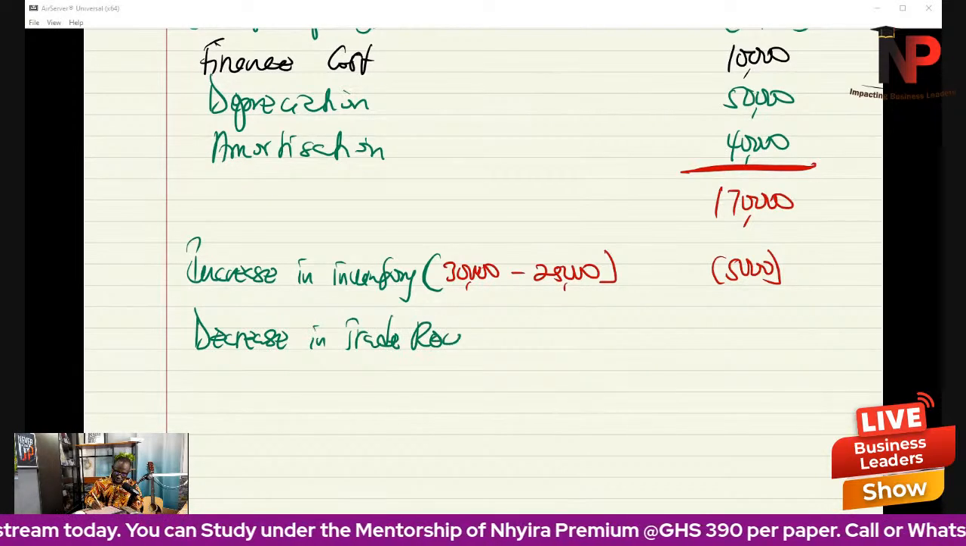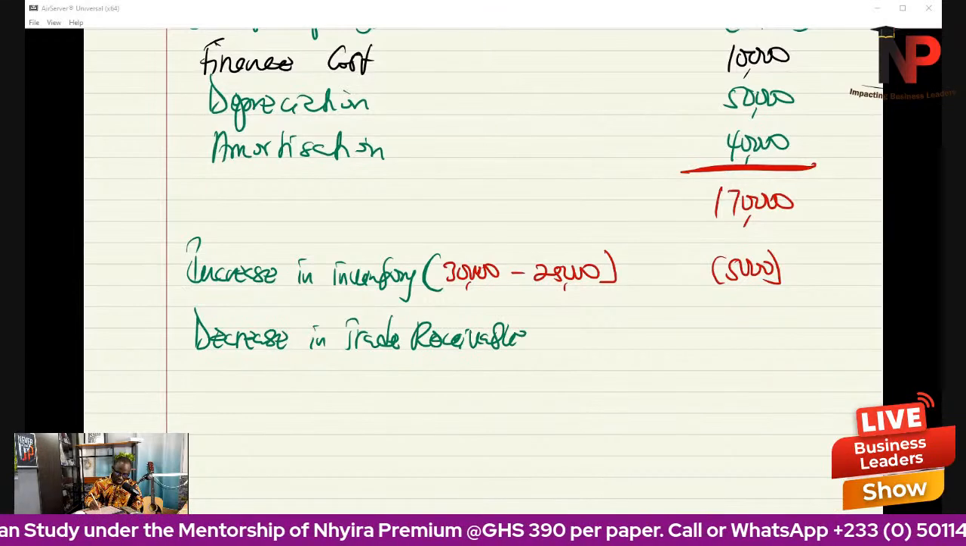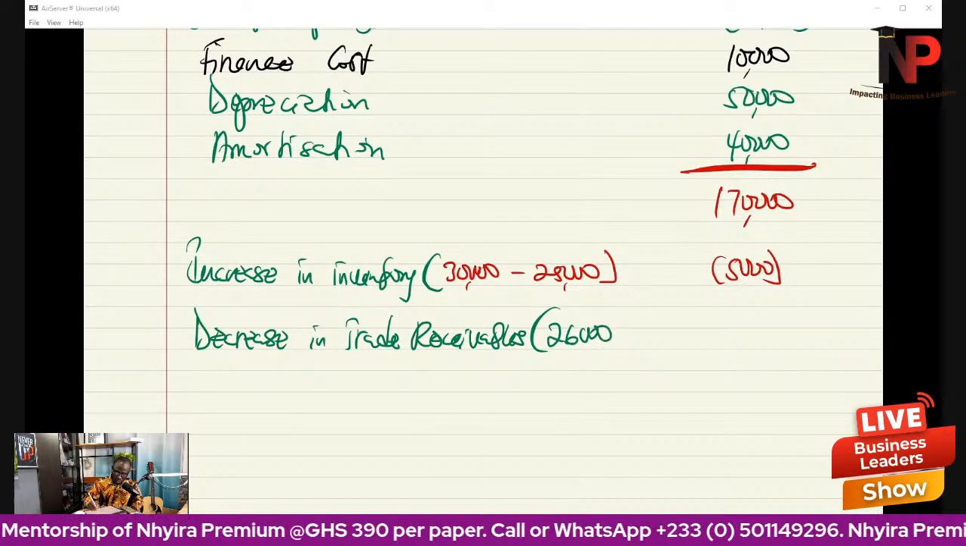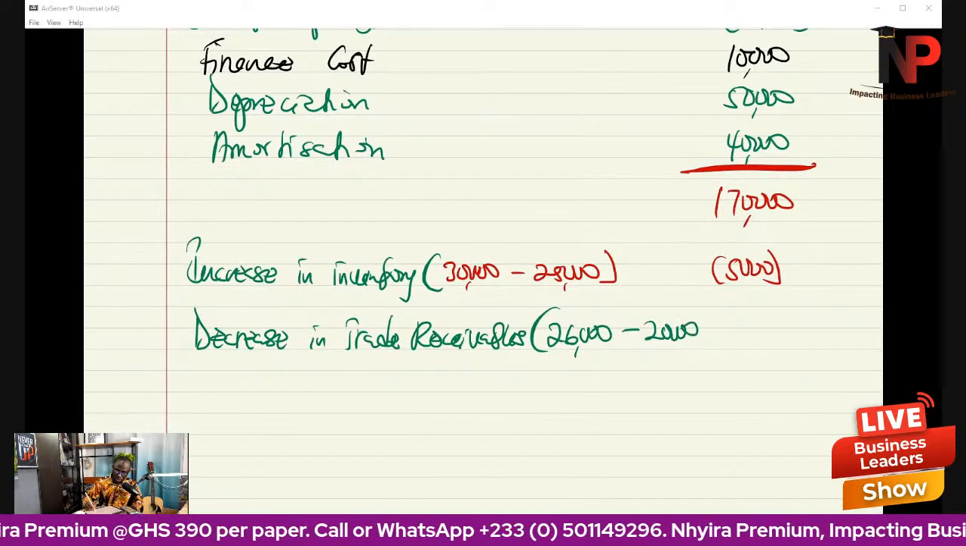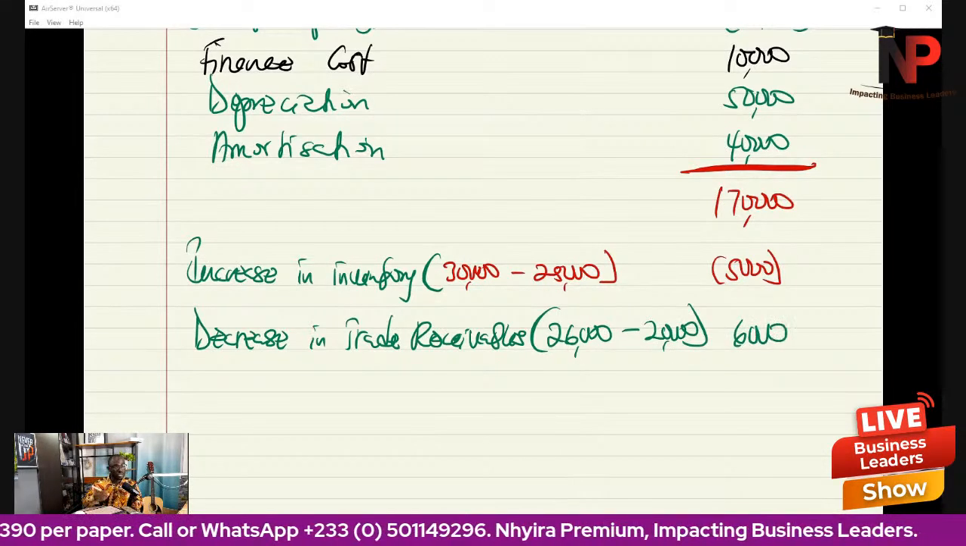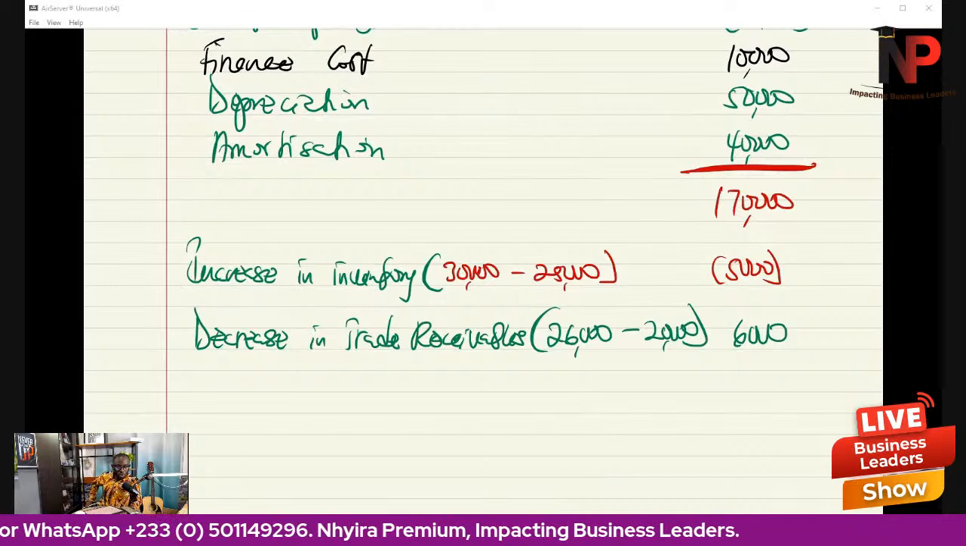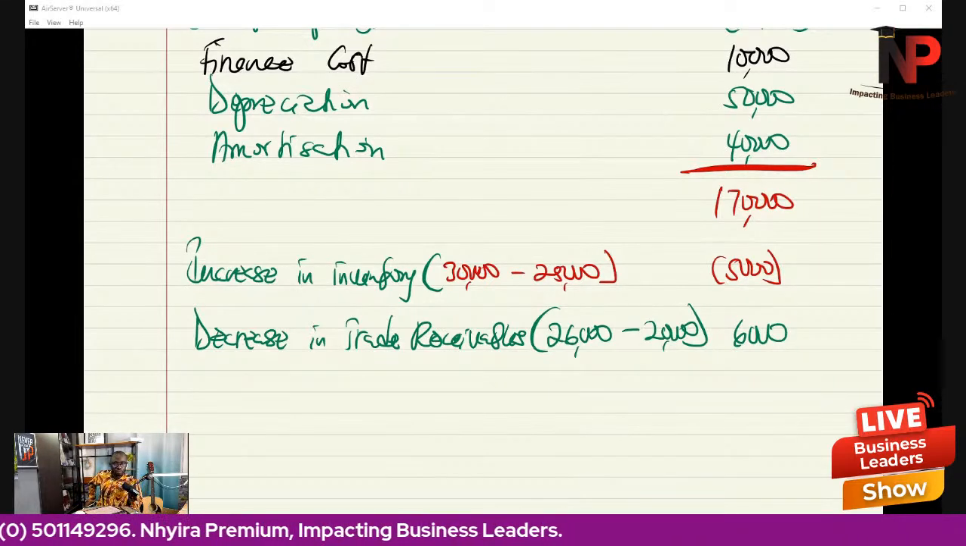Decrease in trade receivables. That's 26,000 minus 20,000, and that is 6,000. Money is coming in because the people who owe us are now paying for how much they owe us.